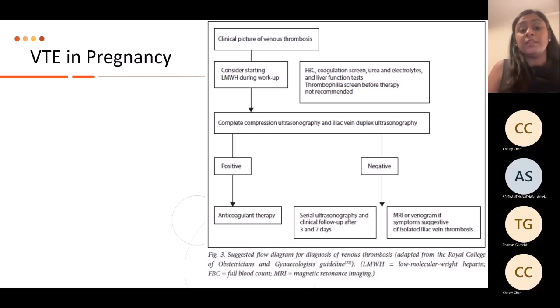If it's a DVT, if it's a PE, then you need to proceed to a VQ scan and ultimately a CTPA. Generally speaking, we do counsel these women on the risks of each of the two options. In most hospitals, you'll find CTPAs are more accessible. So actually, we tend to prefer them to opt for those. But obviously, the risk is higher in different ways.